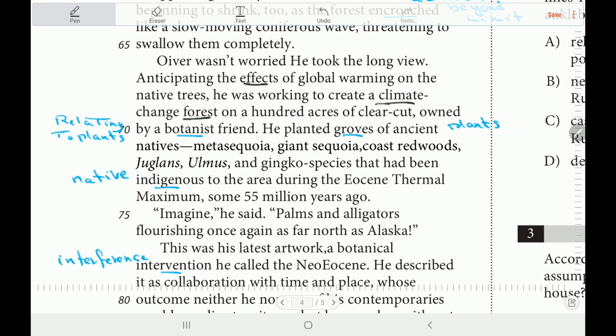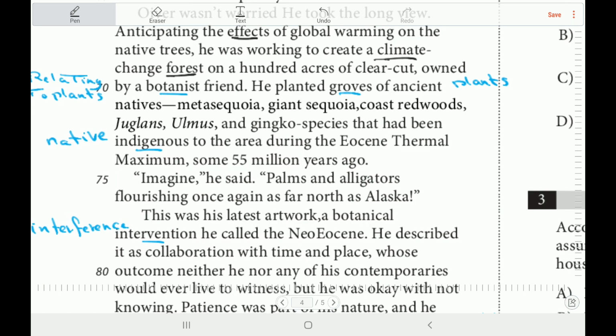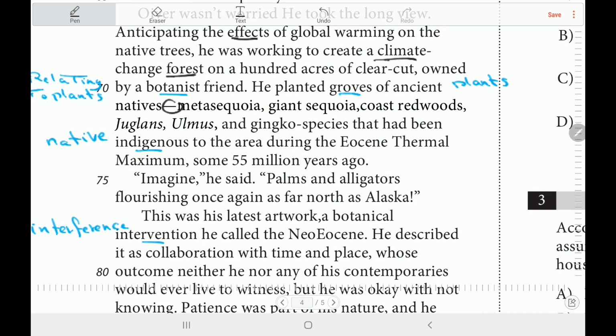Botanist, again, relating to plants. So he's trying to make a forest, plant trees. He planted groves of ancient natives, and then we have this batch.